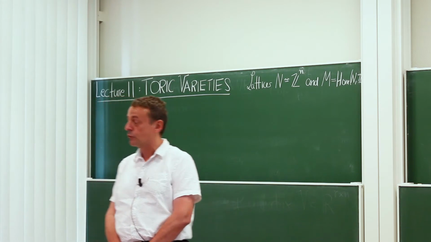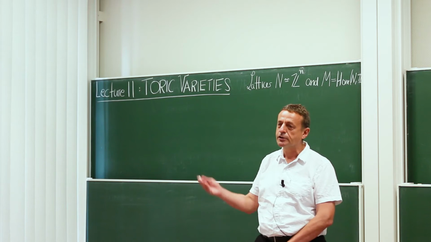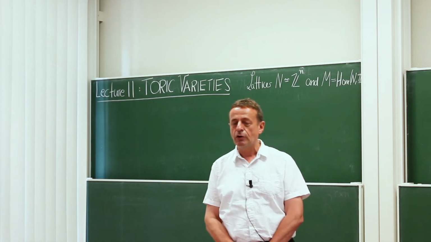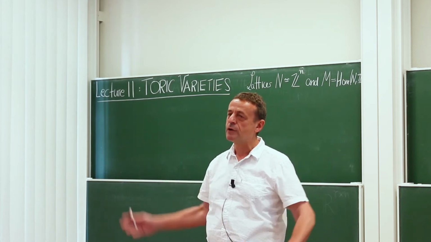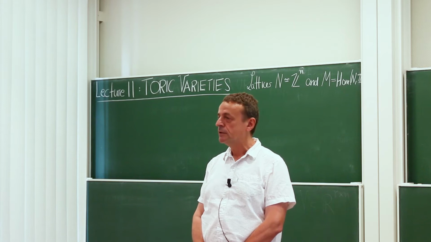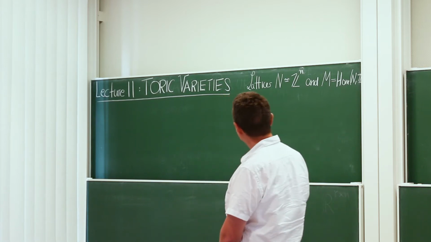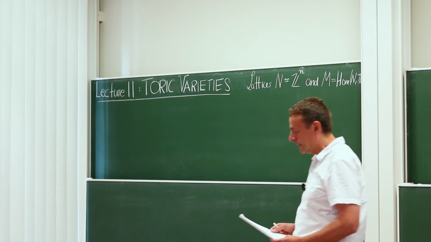So for example, the torus itself, affine space, projective space, products of projective spaces, all of these things are examples of toric varieties. So toric varieties give you a repertoire of spaces that make a torus bigger, in which the very affine varieties naturally embed and get completed.